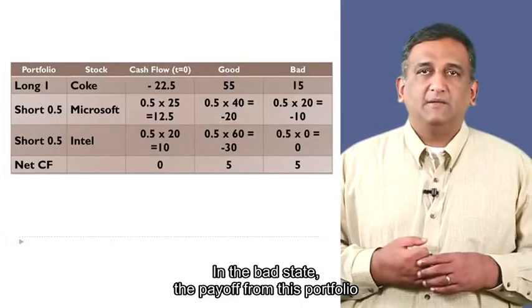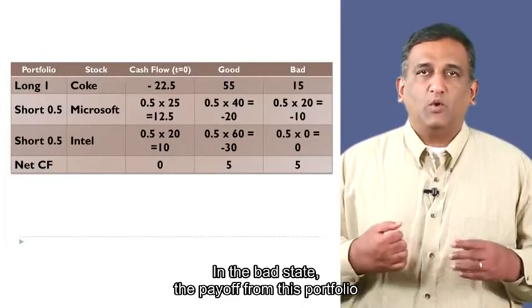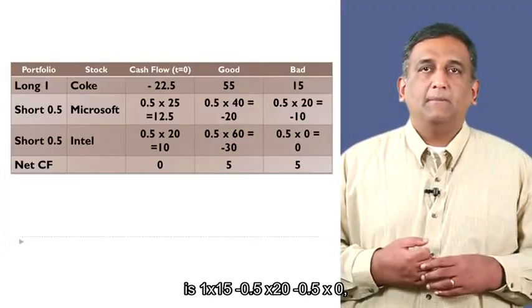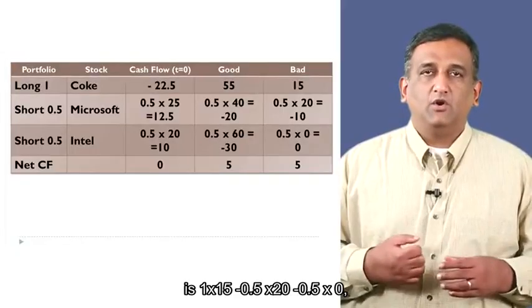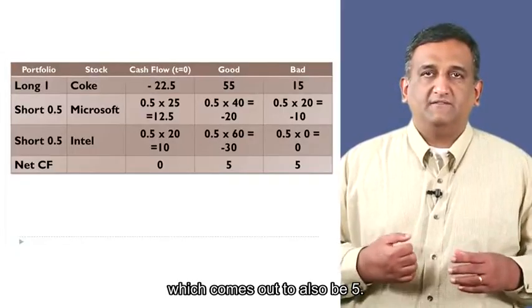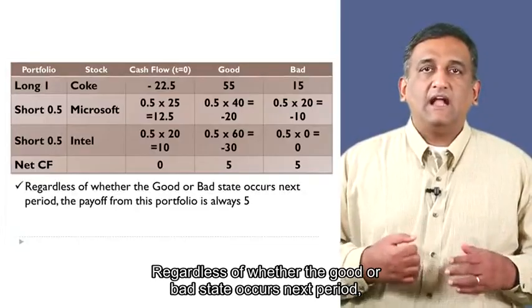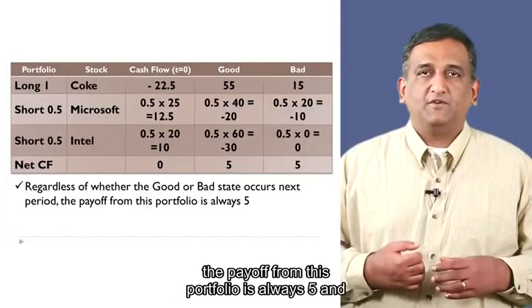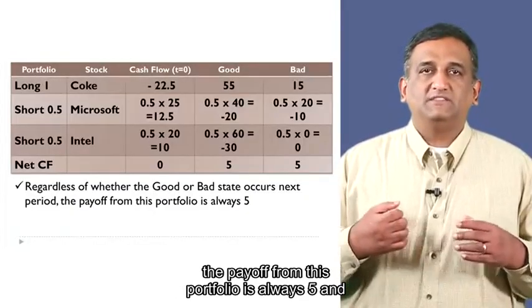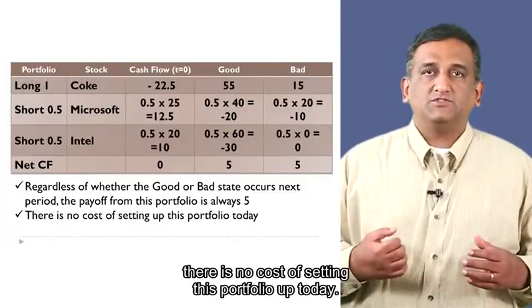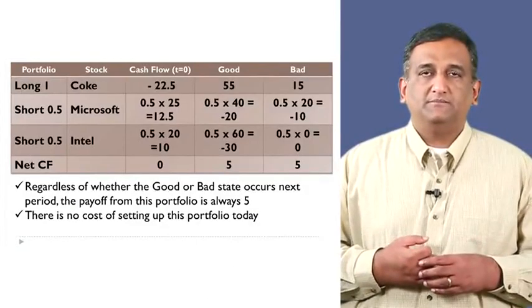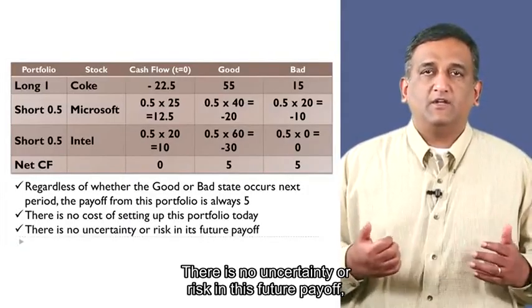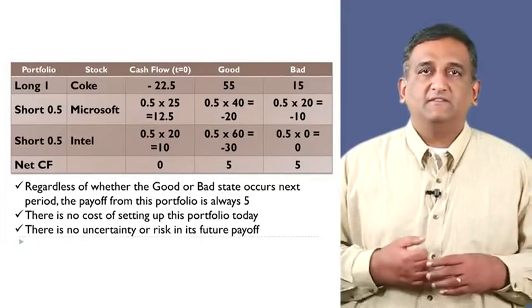In the bad state, the payoff from this portfolio is 1 times 15 minus 0.5 times 20 minus 0.5 times 0, which comes out to also be 5. Regardless of whether the good or bad state occurs next period, the payoff from this portfolio is always 5. And there is no cost of setting this portfolio up today. There is no uncertainty or risk in its future payoff. You're always guaranteed to get 5.